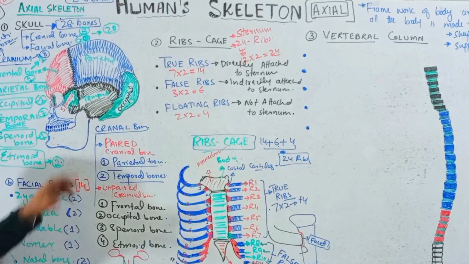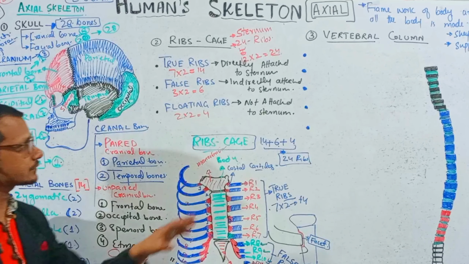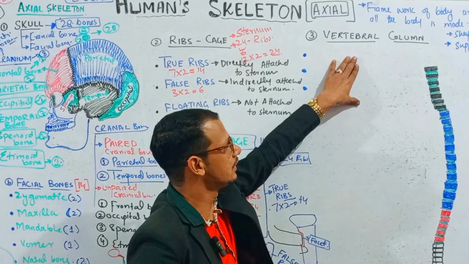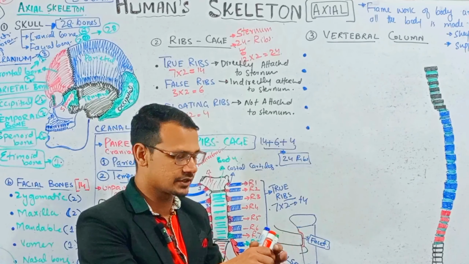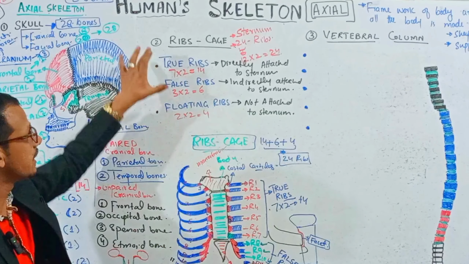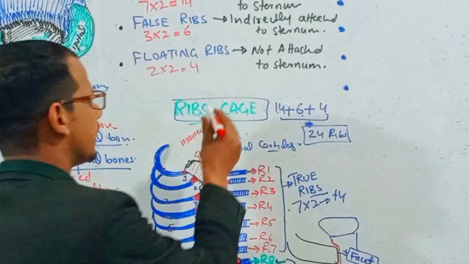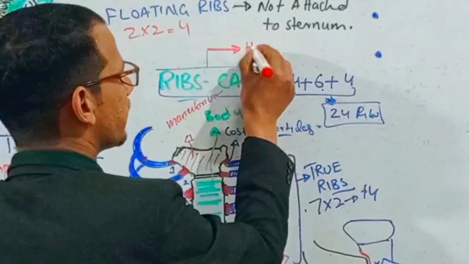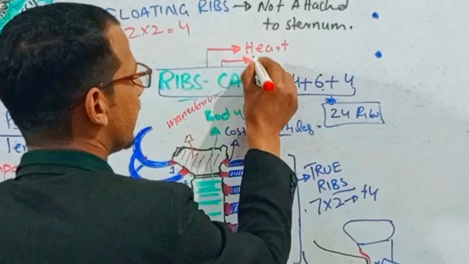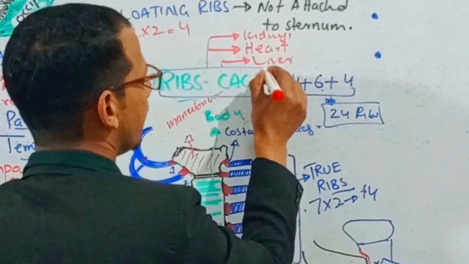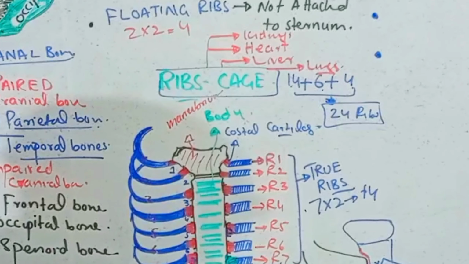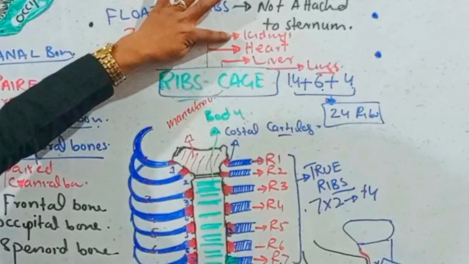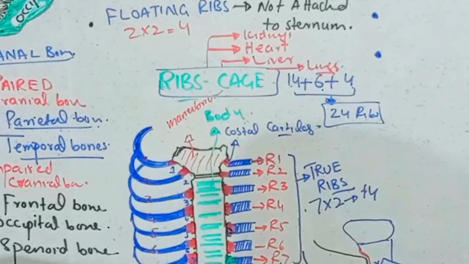This is the second part of the axial skeleton, right? The third part is the vertebral column. The vertebral column is a very important part of the skeleton, which protects the spinal cord. What is the function of the rib cage? The rib cage protects the vital organs. For example, it protects the heart, the liver, the kidneys, and the lungs, right? The ribs are flat bones, so they protect the four vital organs: kidneys, heart, liver, and lungs, right?